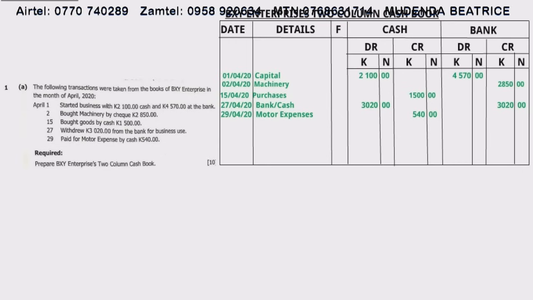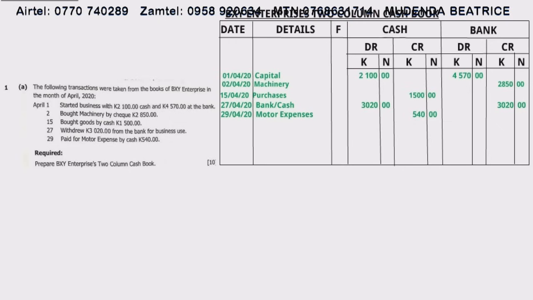Now we have come to the end of the transactions that happened in April for BXY Enterprise. These are the transactions that happened. As you can see, now we can try to balance this two-column cash book. First we need to find out how much balance is remaining, whether there is some money left in hand, and also whether there is some money left at the bank.